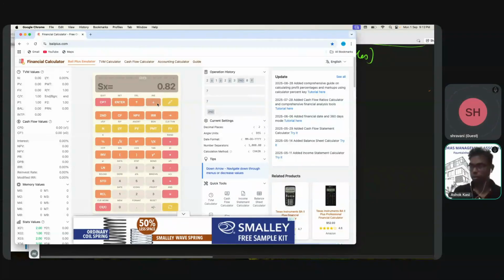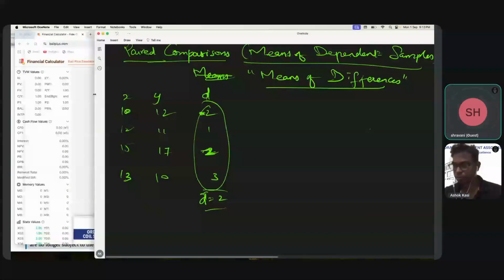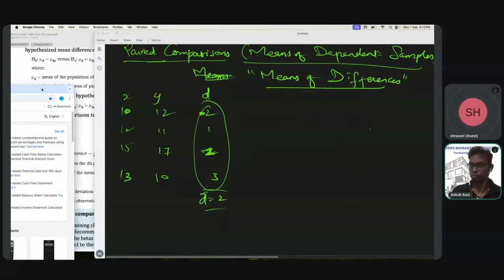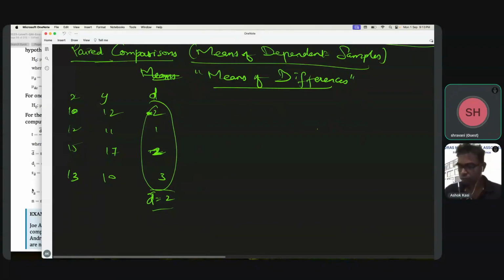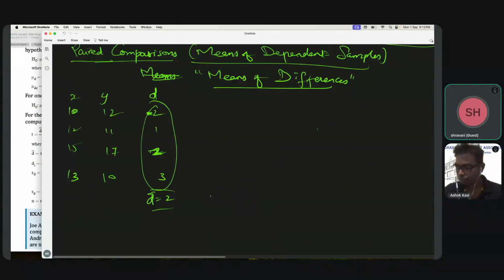And the smaller number is population. This symbol is population. So we want this one, 0.82. Is it fine? Yes. 0.82. So standard deviation is 0.82. What else is required then? Standard deviation of differences is 0.82.